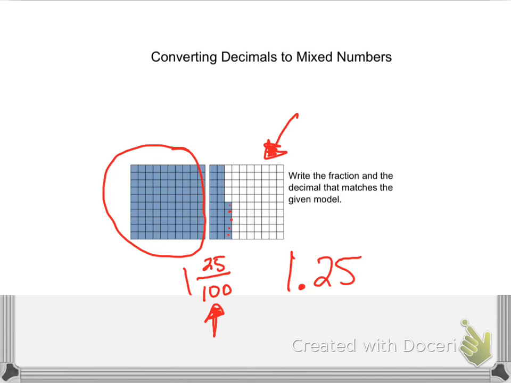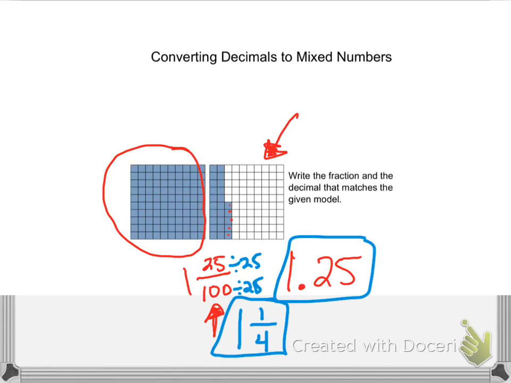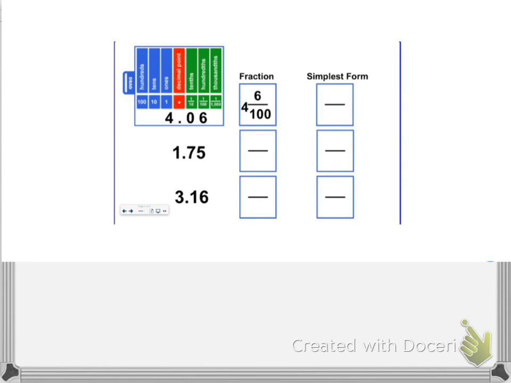So when I look at 25 and 100, I know that they can both be divided by 25. So when I simplify, I still have my whole. 25 divided by 25 is 1, and 100 divided by 25 is 4. So 1 1/4 and 1.25 are the ones that are equal. They are equivalent. So now let's look at examples like this, where we have some fractions that are already given to us. They're not ones that we have to write out. Some decimals that are given to us.